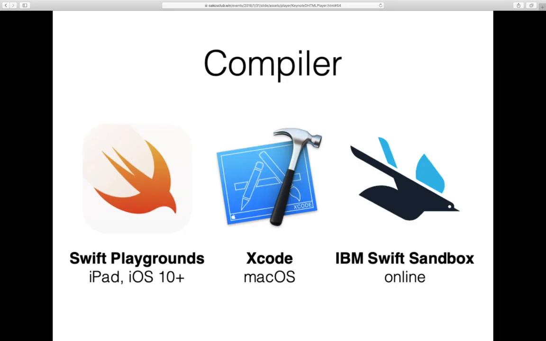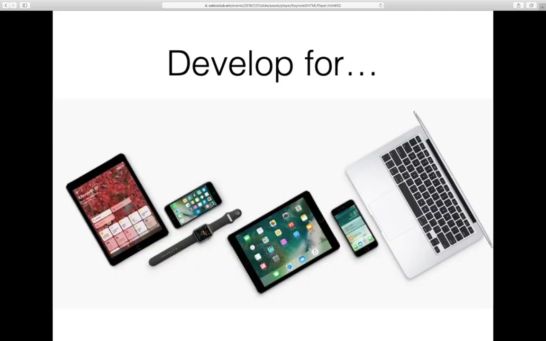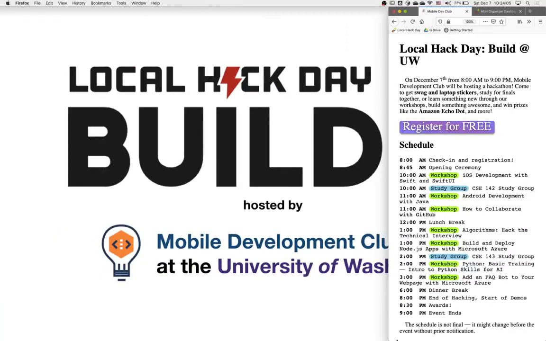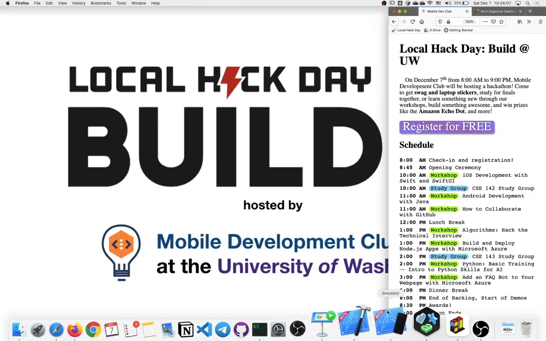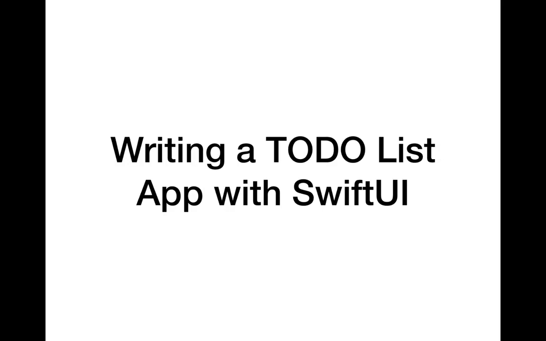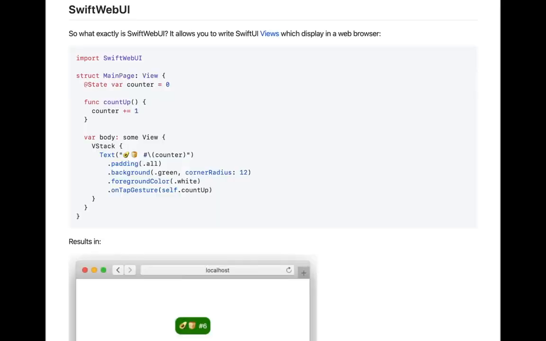All right. So one thing I would like to mention before we move on is Swift on Linux. You can actually have a web server written in Swift. And there are many things in native Swift right now, so you should give it a try if you're interested. Now let's move on to the second half of our presentation, where we'll write a to-do list app with SwiftUI.